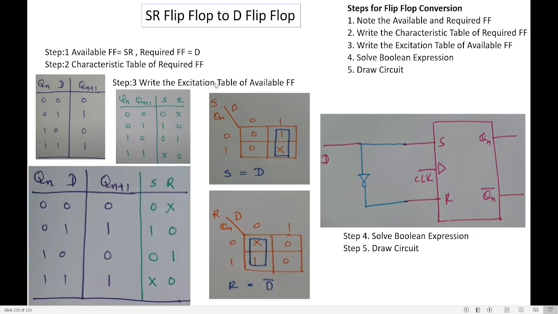Third is to write the excitation table of the available flip-flop. What is the available flip-flop? SR. So write the excitation table. From the characteristic table, you need to obtain the values of S and R based on Qn and Qn plus 1. After this, obtain the Boolean expressions for S and R and draw the circuit. Okay? Thank you.